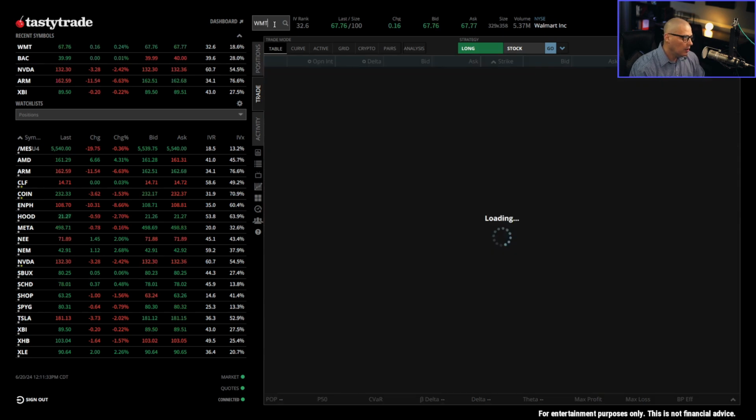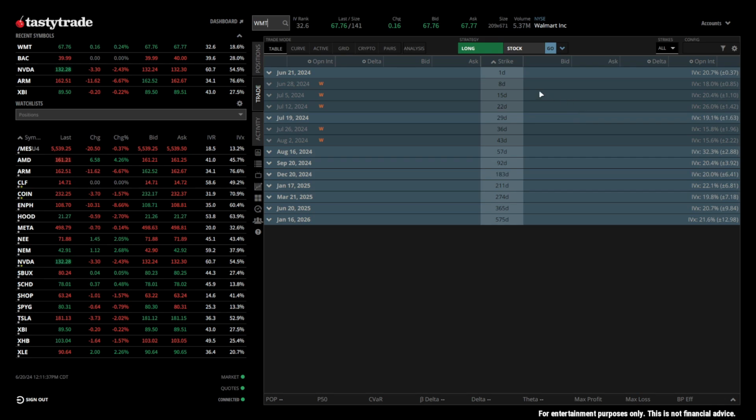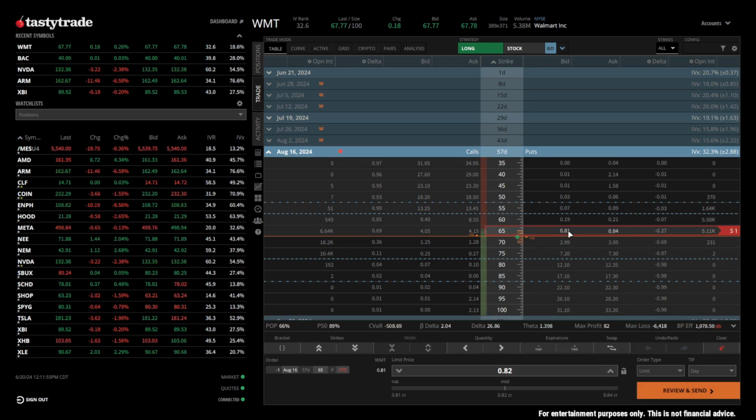Let me go to Walmart, which I know typically has pretty low IV. It's not a great trading vehicle as far as selling options. Let's go to the 57 DTE cycle for Walmart. The IVX is 32%, not bad. The 20 delta option, there is no 20 delta option. I can only go 27 deltas or 7 deltas, but 27 deltas would be the closest to 20.